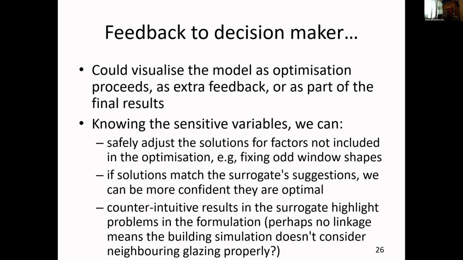If the solutions that are coming out of the run at the end match what the surrogate has seen, then we can be more confident they're at least as good as the algorithm can do, if not necessarily that they are optimal overall. Equally, counterintuitive results or unexpected things like this lack of linkage might suggest that the problem has been poorly defined, so we might need to go and revisit it.